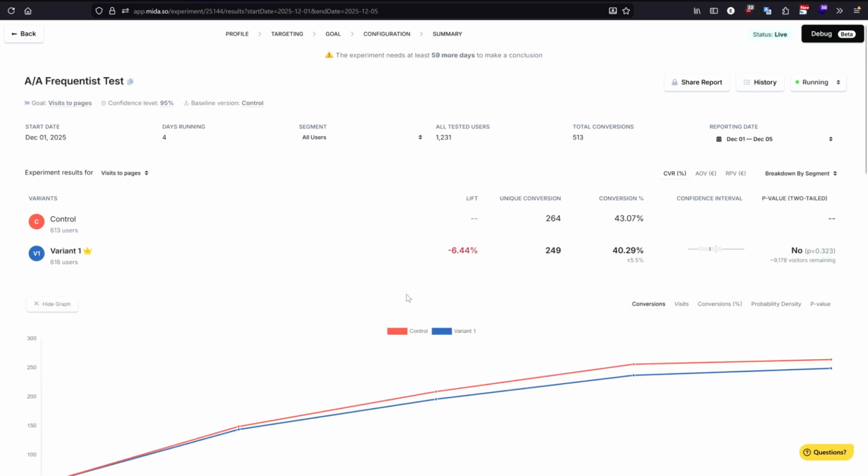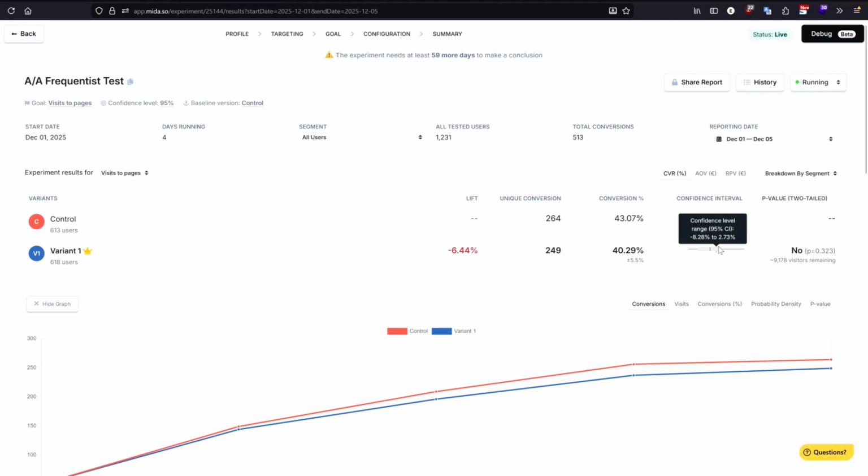Now, a frequentist method doesn't give you a probability that the variant is better than the control. It just tells you if there is a difference between the variant and control, which is why there is no probability here. It's just a yes or no binary answer.